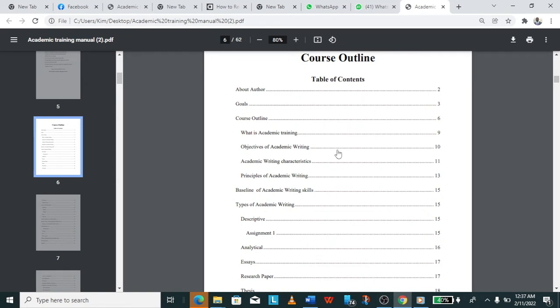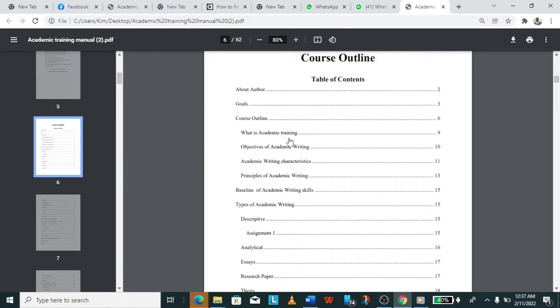As you can see from desktop, you have the course outline. We have the table of contents. On page 2 of this manual, we have about the author. This basically talks about the person who crafted this manual, and that would be me, of course. And the reason that I went to an extra length of crafting and gathering research materials to come up with this masterpiece is because I feel that there's a big difference between the academic skills that is taught in school and the academic skills that are needed out there.